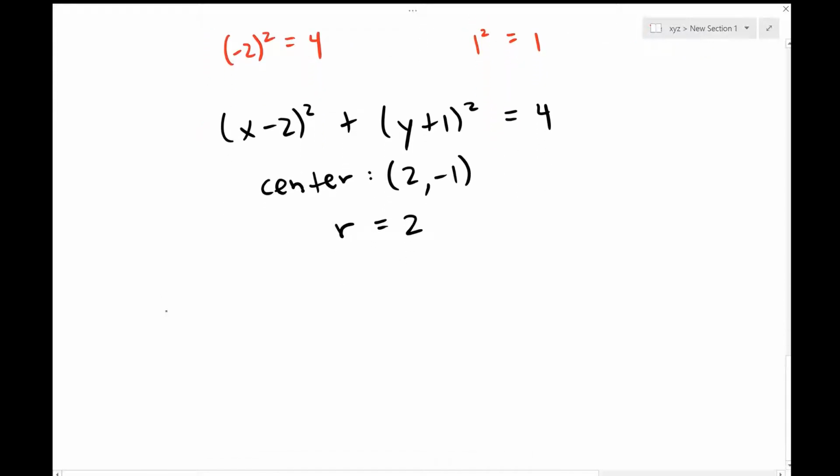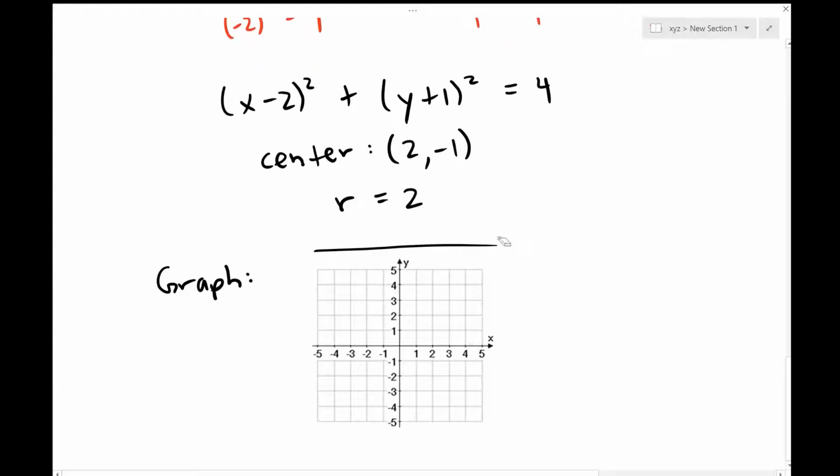And for more practice here, let's go ahead and graph this circle as well. Our center this time is at (2, -1) down here, and then the radius is 2, so again, from our center we count 2 units left and right, and 2 units up and down, and then we just want to connect those 4 points by drawing a circle. So that would be the graph of that.